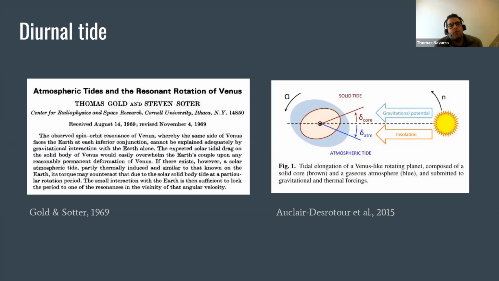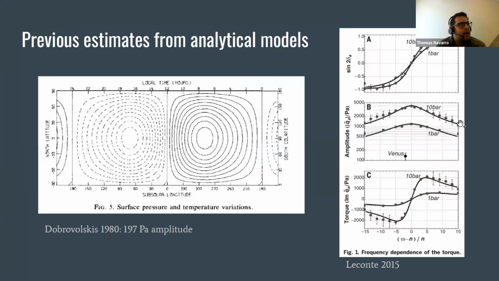So this tide is very important because you need to understand that tide to understand the spin of Venus and its evolution, the current state of the spin of Venus. And in the next slide, these are the estimates from analytical models of the amplitude and the lag of this tide, as calculated by Dobrovolskis and also by Leconte later in 2015, where he estimated the amplitude and the lag for exoplanets, but also for Venus.